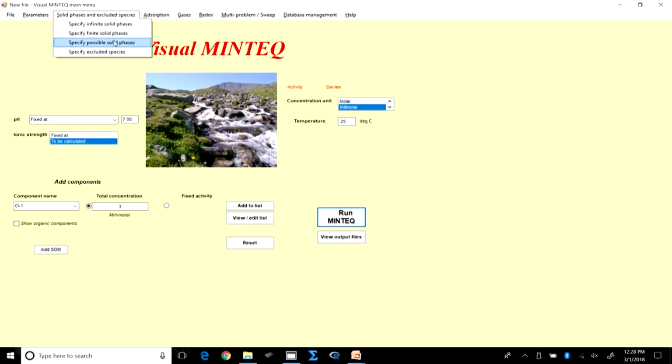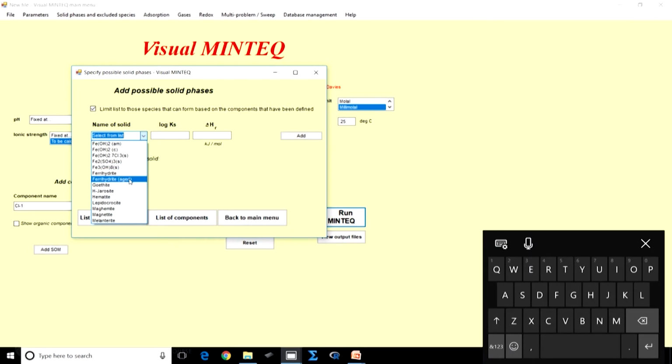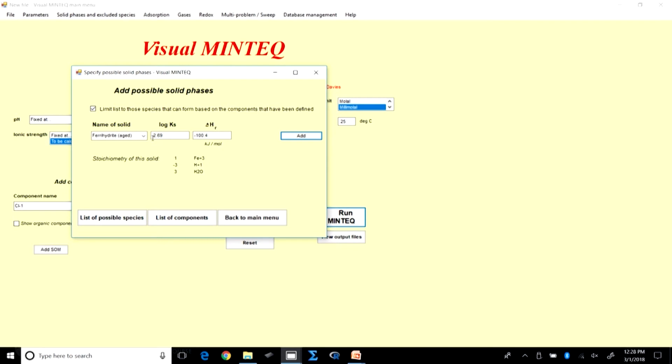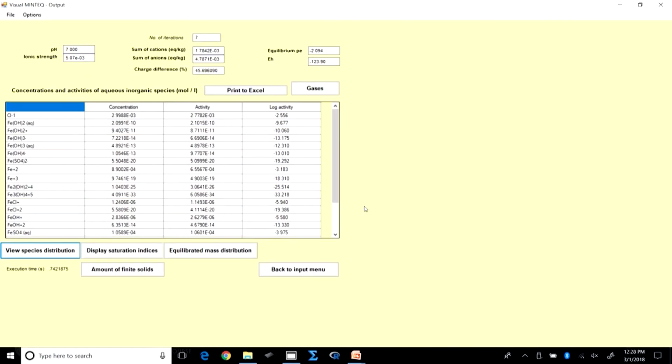So, in that case, I will say solid phases, specify solid phases, and instead of ferrihydrite, let us say I have the aged one, right, and list of possible, back to main menu, right, and run MinTech, and now you see obviously the P value has fallen further.